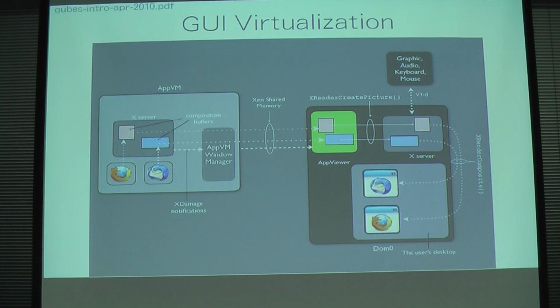So Qubes OS uses GUI virtualization to control it. This is a domain of application VMs and applications. Qubes OS uses the X Window System. Application memory is shared by Xen shared memory, and the Xen server works on domain 0. So we can see the application's GUI at domain 0, or on one desktop.